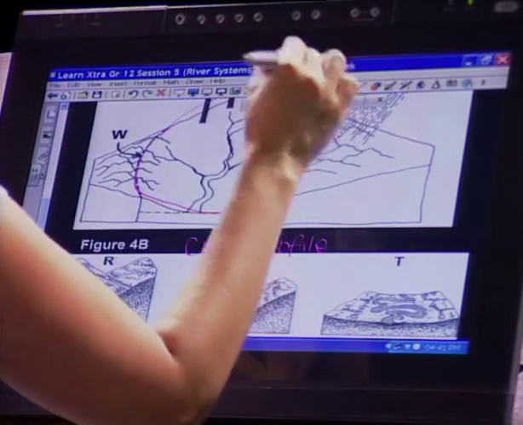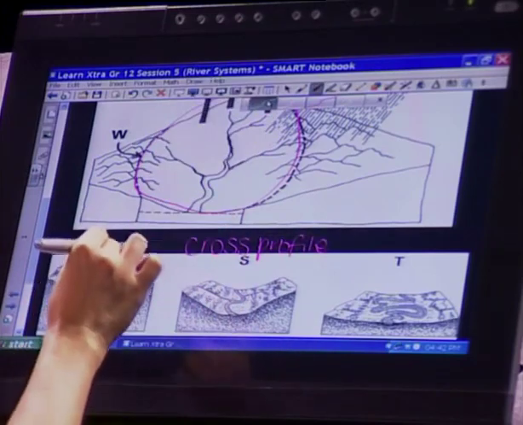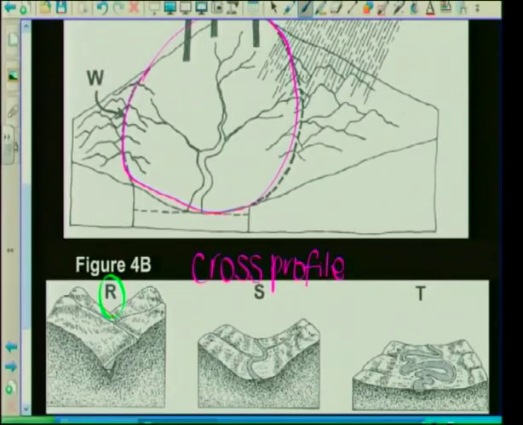Now I'm just going to highlight it over here, but basically R would be found up here in the upper reaches of our river system. Profile S is a lot further down over that point over there, and T is much further towards the mouth of the river, just so that you get an idea of where each section has come from. We're now going to use these sections to answer questions based on the diagram.